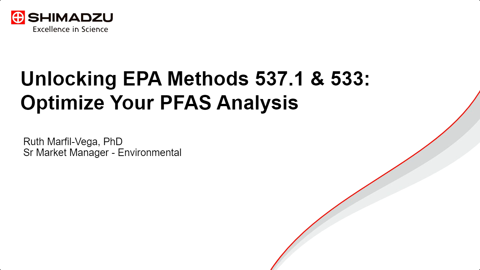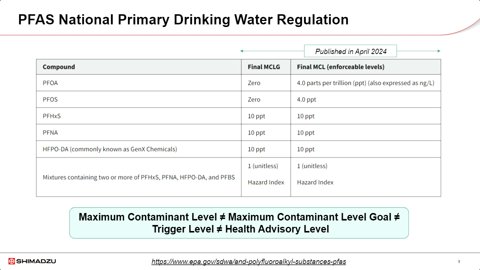Thank you, Landon, for the introduction, and thank you for the opportunity to talk today about EPA methods 537.1 and 533 for testing PFAS in drinking water. Water quality is one of my favorite topics. In April 2024, in the United States, we lived a historic moment. That's when the Environmental Protection Agency, EPA, published the PFAS National Primary Drinking Water Regulation.